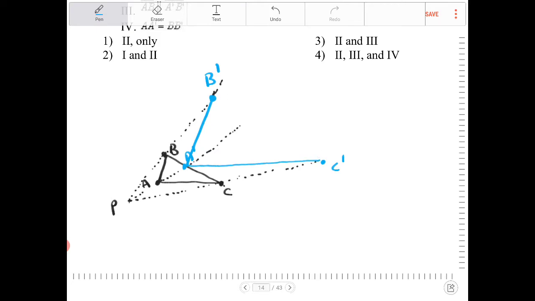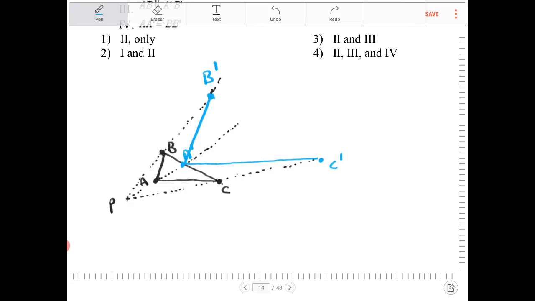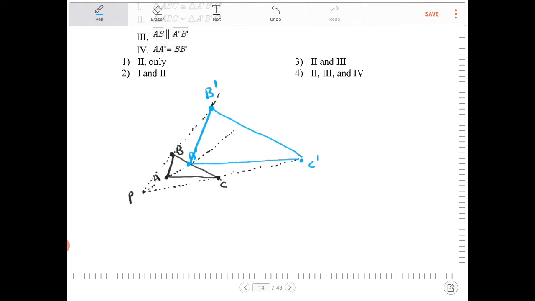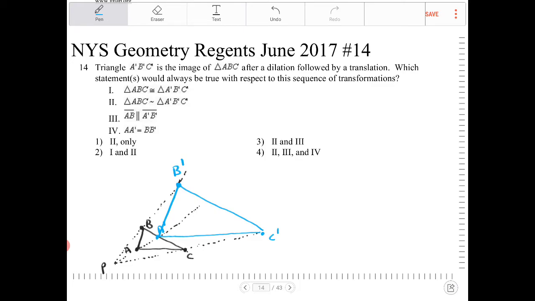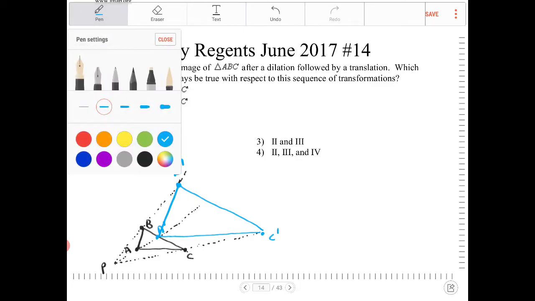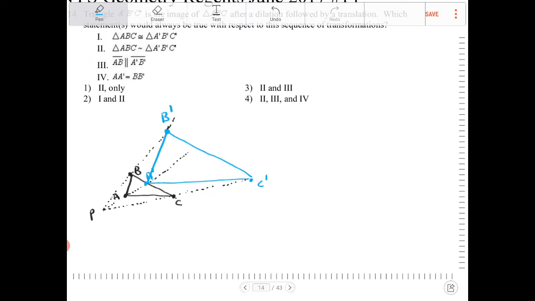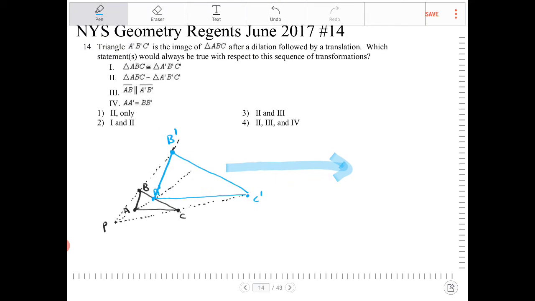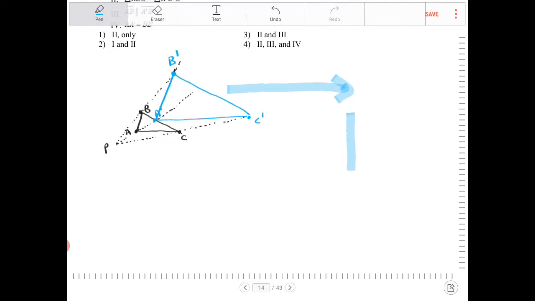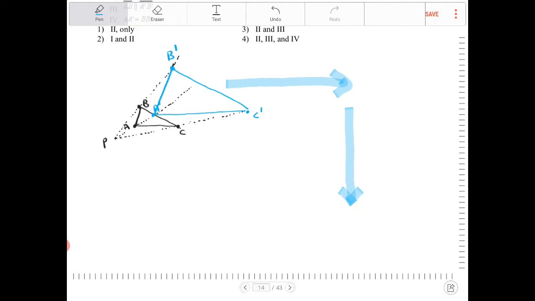Again, this is how we dilate, and this is true regardless of whether we are dealing with a figure that's graphed on a coordinate grid versus on a plane. All right, so I have this, and then the instruction says this followed by a translation. So I am going to translate this by doing the following. I am going to translate this horizontally, and then followed by a vertical translation in the negative direction.